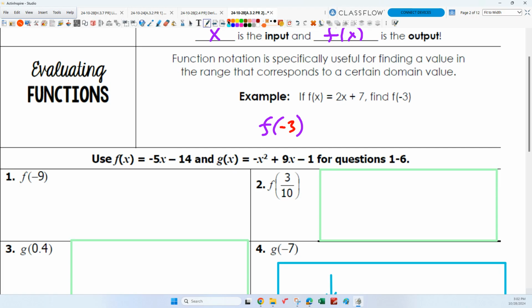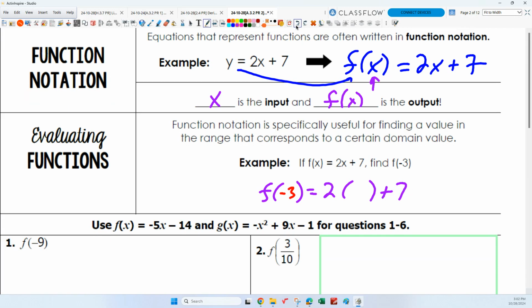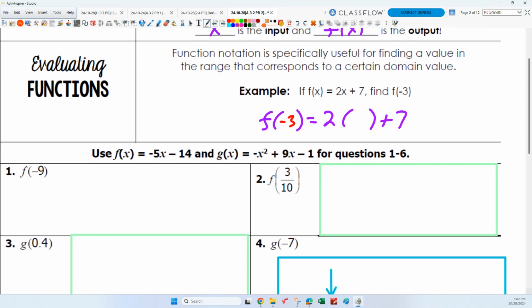Yeah, that's just the plug and chug stuff we did earlier, right? You're just going to plug in that x value into the equation and then simplify. Just chug through order of operations and get a simplified answer, right? So we just get 2 times, instead of x, we're replacing that with -3.